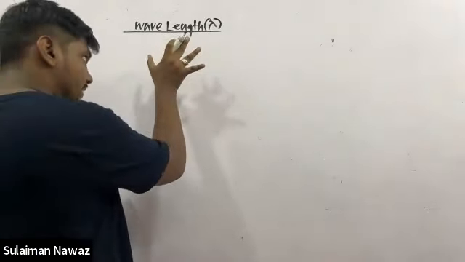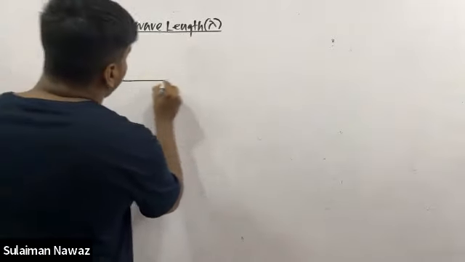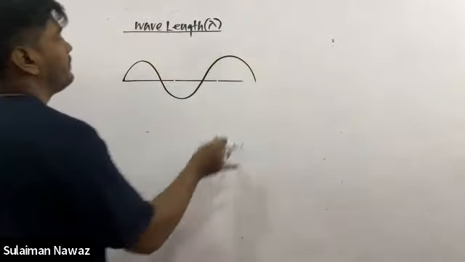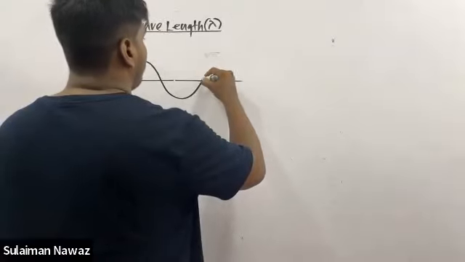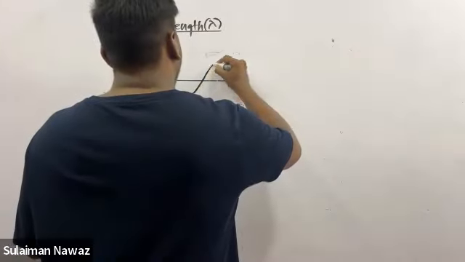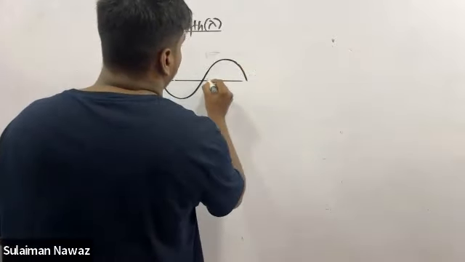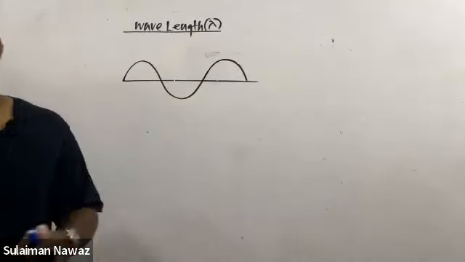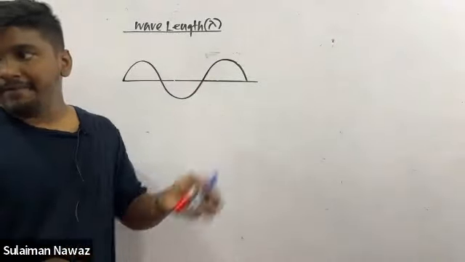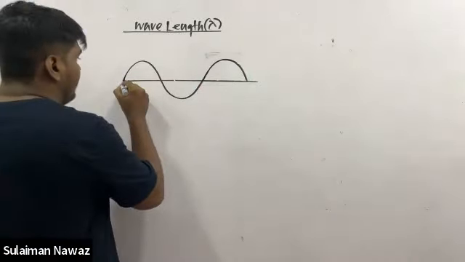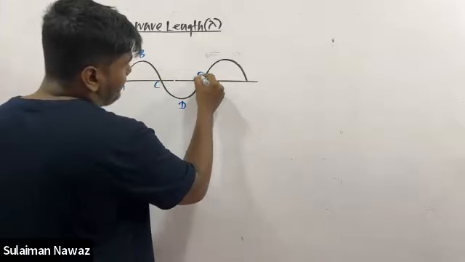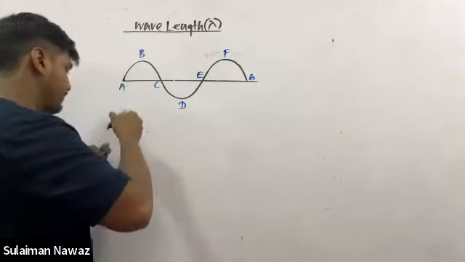Now I will explain considering a transverse wave. So then I will mark a few points: point capital A, B, C, D, E, F, G. This is point capital A, point capital B, point capital C, point capital D, point capital E, point capital F, point capital G. So you also draw with me.